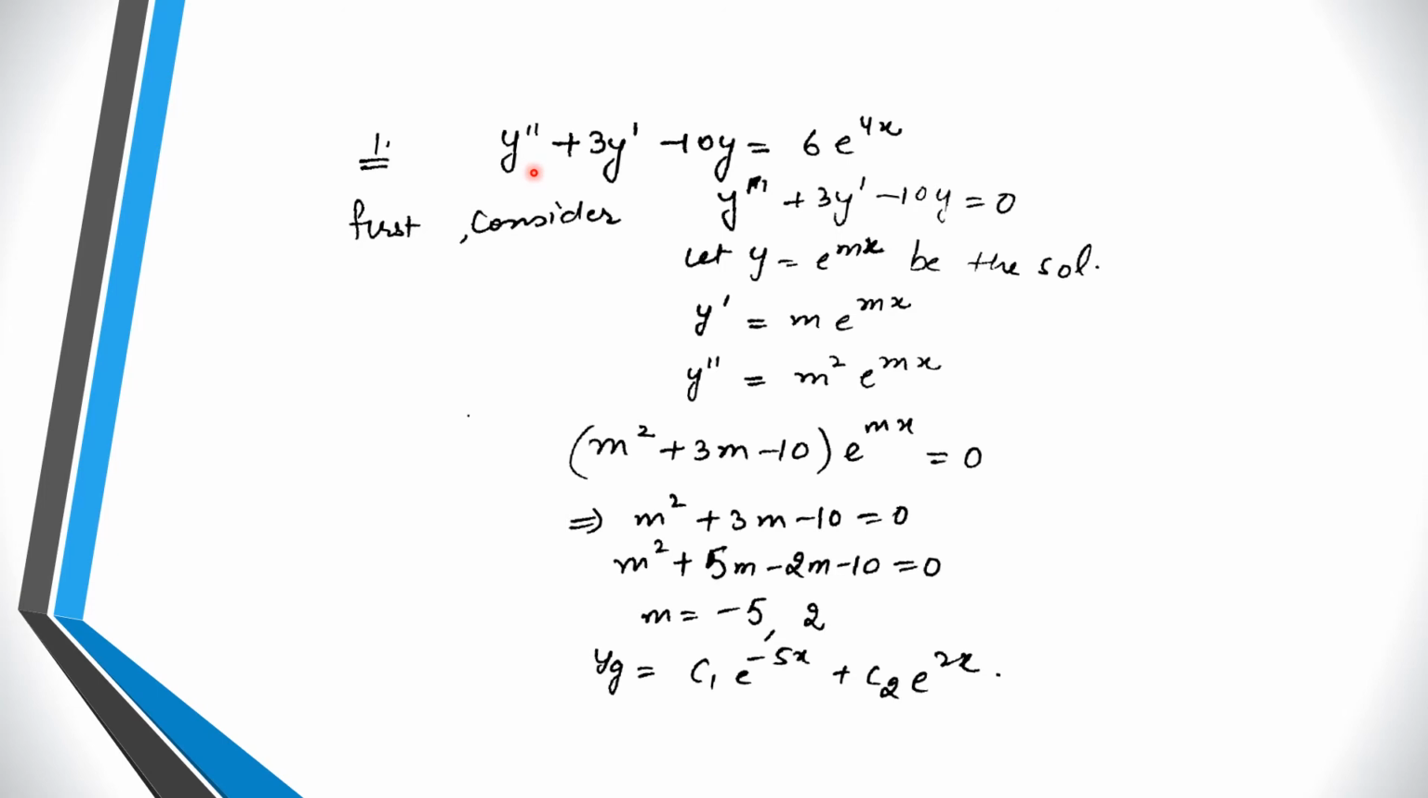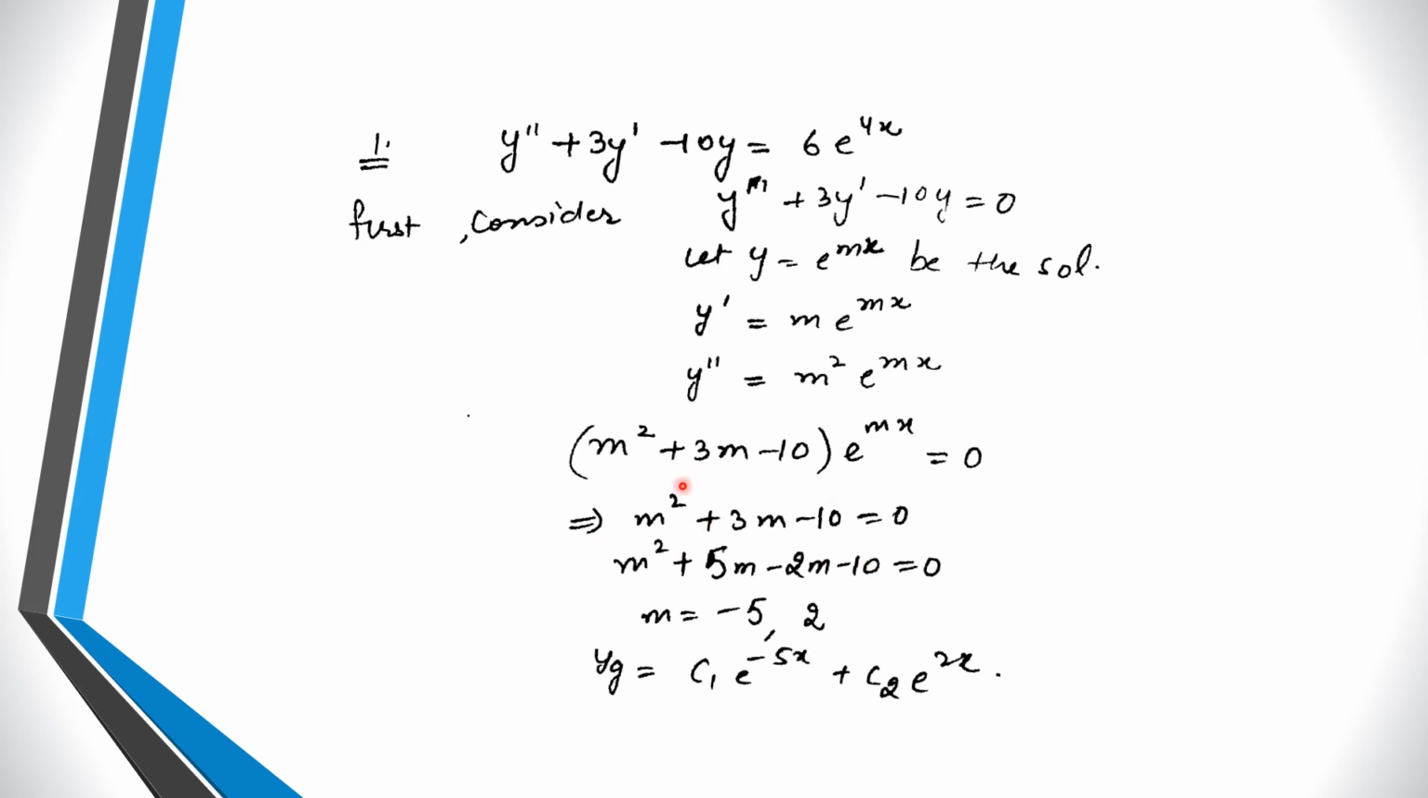For example, we are given the equation y double prime plus 3y prime minus 10y is equal to 6 times e to the power 4x, and we have to find the general solution of this differential equation by using the method of undetermined coefficients. So first of all, we consider this as a homogeneous differential equation, meaning we take Rx to be 0. Since this is a second order homogeneous differential equation with constant coefficients, we will assume that y is equal to e to the power mx as a solution. Find y dash, y double prime. It will be m into e to the power mx, m square e to the power mx. Substitute in this equation, you will have this auxiliary equation.